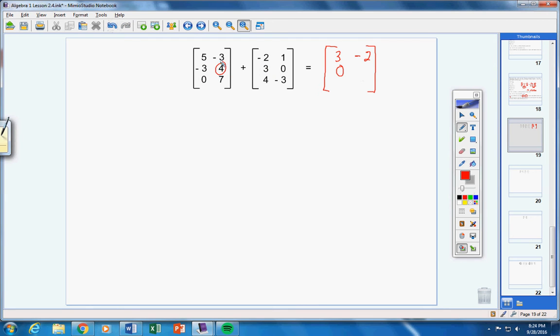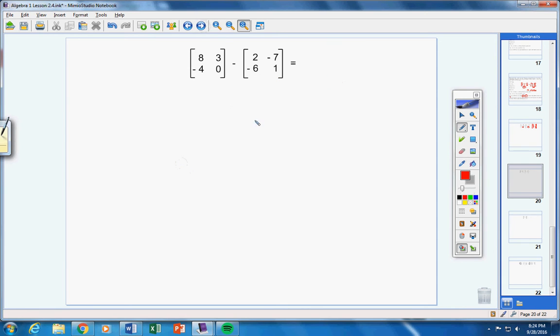This entry corresponds with this entry, so 4 plus 0 is 4. 0 corresponds with this entry. 0 plus 4 is 4. And then this entry here corresponds with this entry here. 7 plus negative 3 is 4. There we go. That's simple. That's all you have to do when you're adding matrices. It is just not difficult. Okay? Alright, let's try another one.